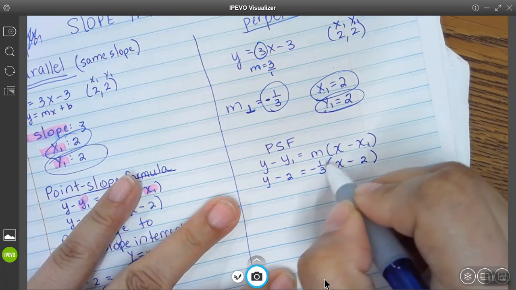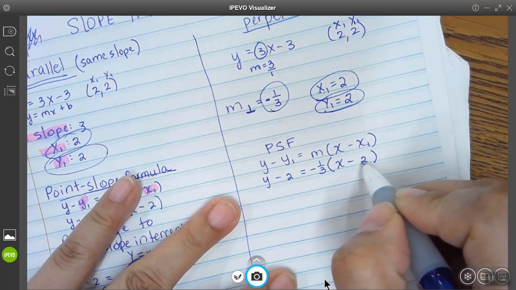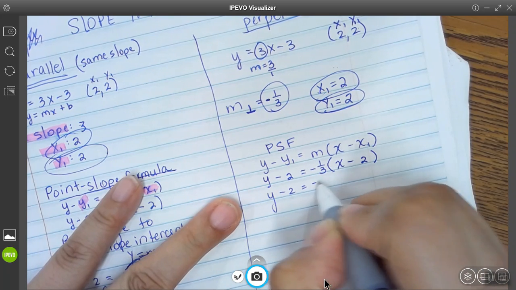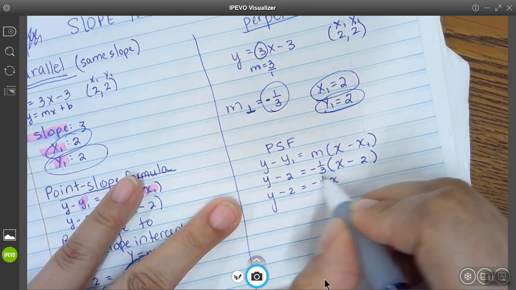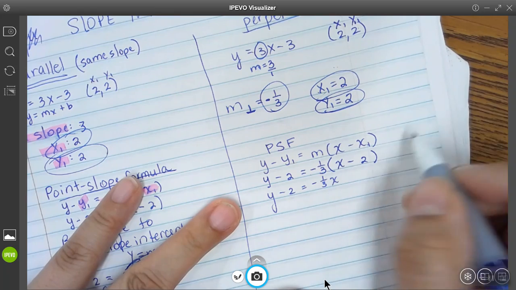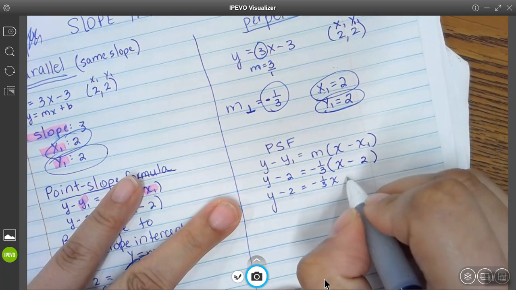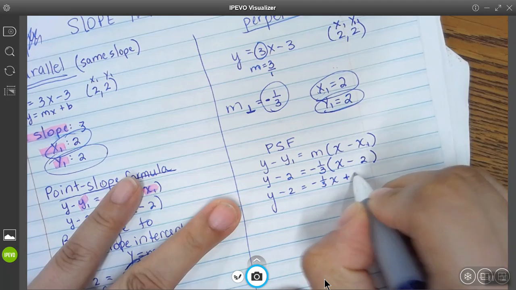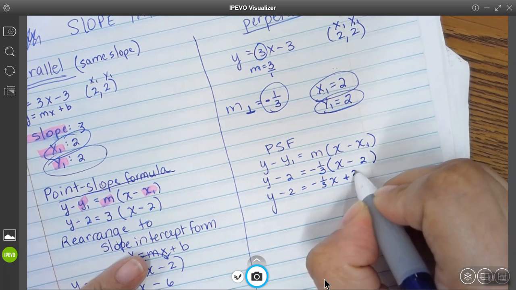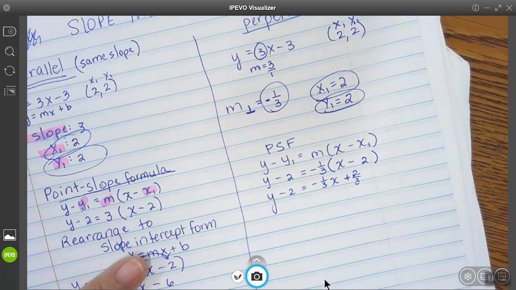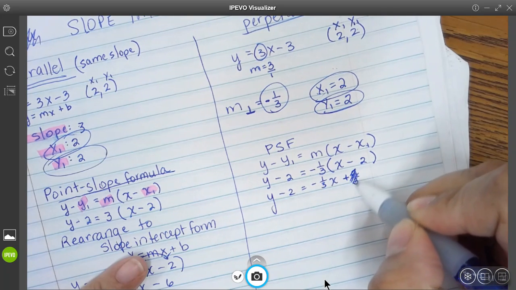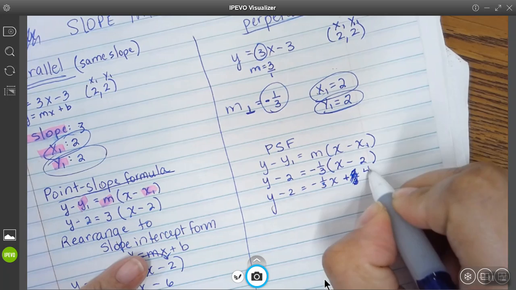And so now we're going to distribute the negative 1/3 into the x and the negative 2 by multiplying it in. So that's negative 1 over 3 x. Negative 1/3 times negative 2 becomes a positive 2. Sorry, my brain was ahead of me. 2 over 3.